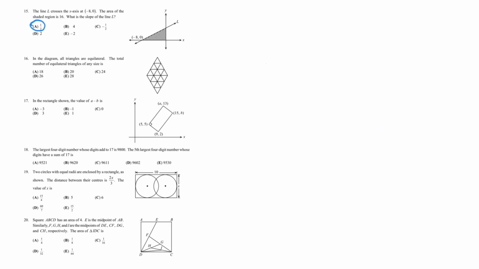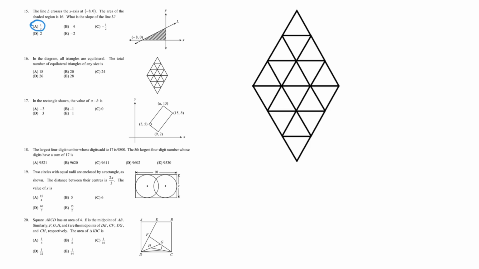Number 16. In the diagram, all the triangles are equilateral. The total number of equilateral triangles of any size is. We first calculate with side length 1. So the first row has 1, second row 3, third row has 5. Total is 9. The bottom one still has 9.